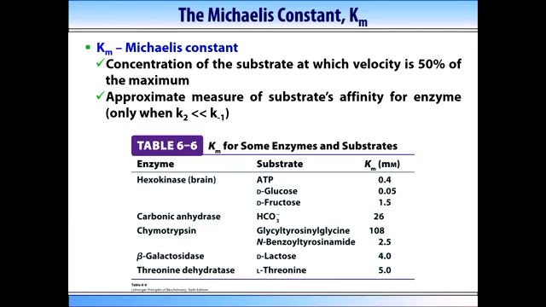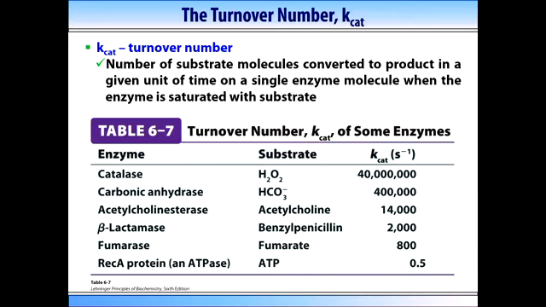But what I would like to draw your attention to here again is that the unit of measure of the Km is concentration. So it's molar, millimolar, nanomolar, micromolar, whatever. Another interesting parameter is the so-called kcat, the turnover number. It's the number of substrate molecules that are converted to product during a given unit of time on a single enzyme molecule when the enzyme is saturated with substrate.